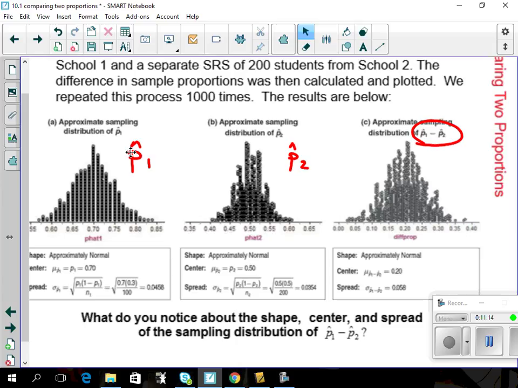Hard to see, but it's at 0.2. Does that kind of make sense? Right? 0.7 minus 0.5. Okay, perfect. And then what do you notice about their spreads? Let's comment on that. Just looking at the picture.